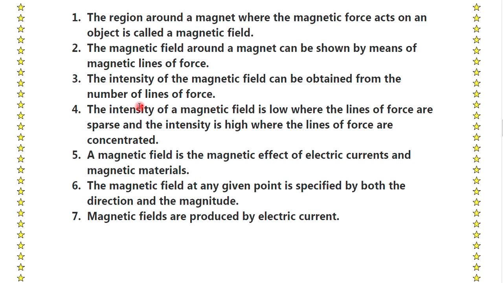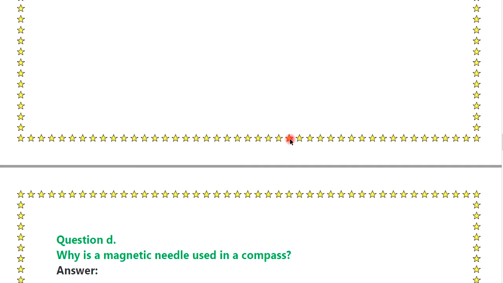Fourth point, the intensity of the magnetic field is low where the lines of force are sparse and the intensity is high where the lines of force are concentrated. Fifth point, a magnetic field is a magnetic effect of electric currents and magnetic material. Sixth point, the magnetic field at any point is specified by both the direction and the magnitude. Seventh point, magnetic fields are produced by the electric current.